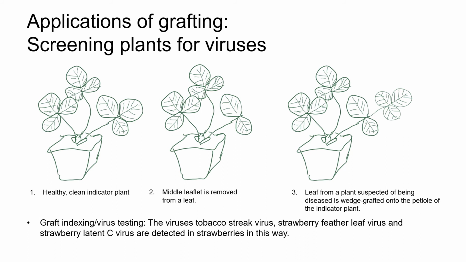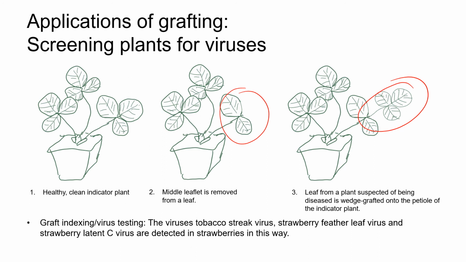On strawberries, the middle leaflet is removed from a leaf, and then a leaf from a plant that's suspected of being diseased is grafted on to the indicator plant. If, after a period of time, the indicator plant begins to show symptoms of the virus, then it's confirmation that the plant the grafted leaf came from is diseased.